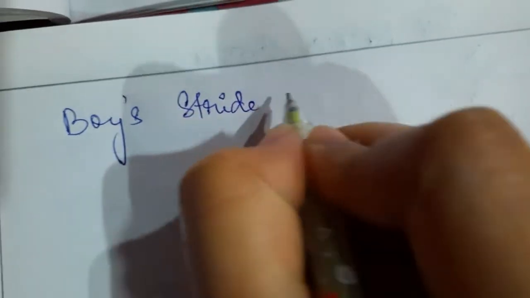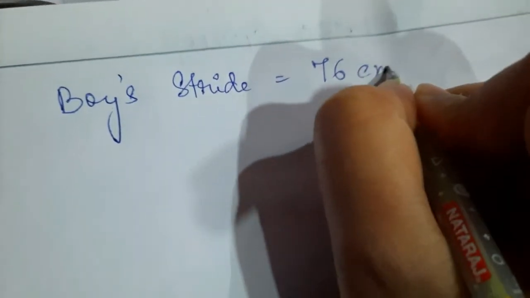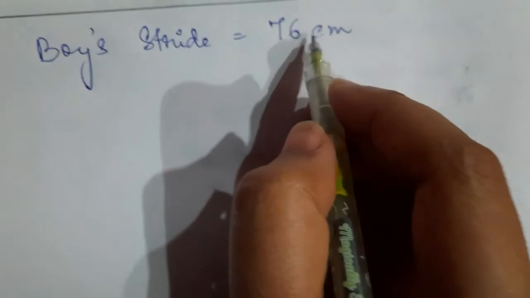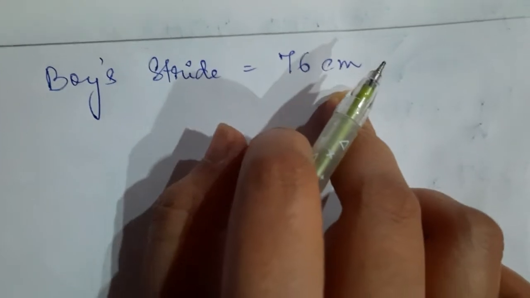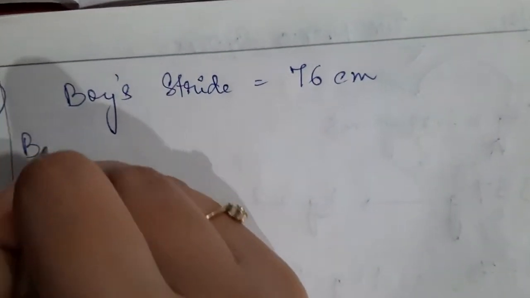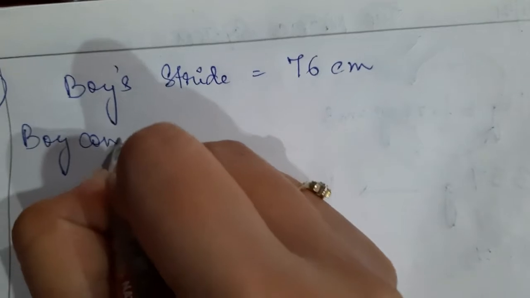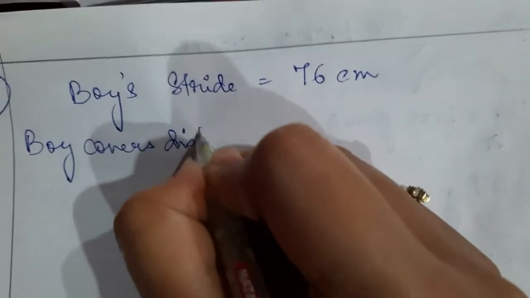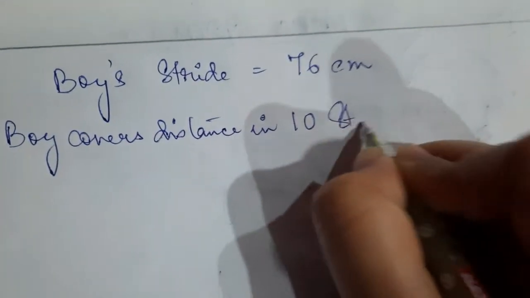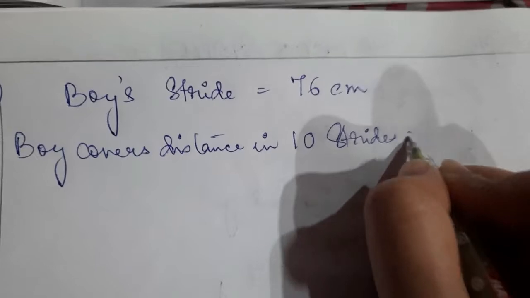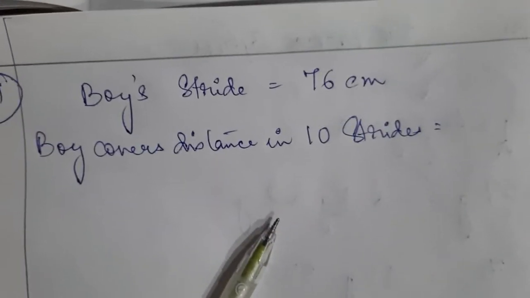Let's write the statement. Boy's stride is equal to 76 centimeter. Always remember to write the unit. Even when you're copying the question, make sure that you are writing the unit as well. Alright. Boy covers distance in 10 strides. What are we going to do, students? Can you tell me?